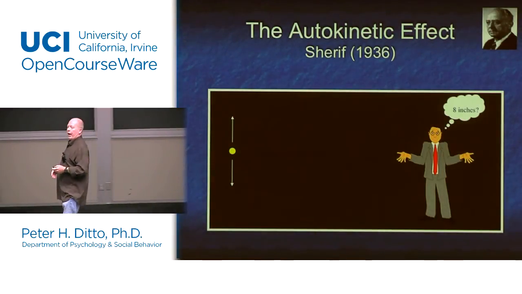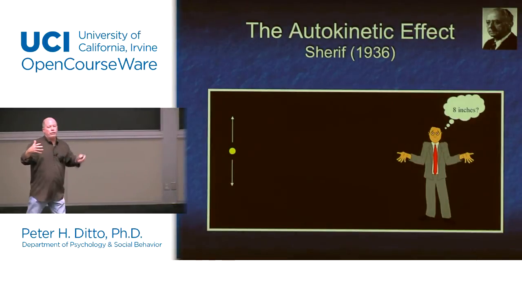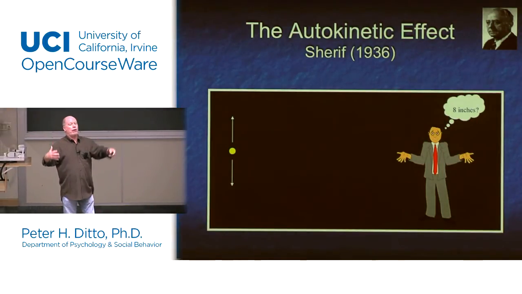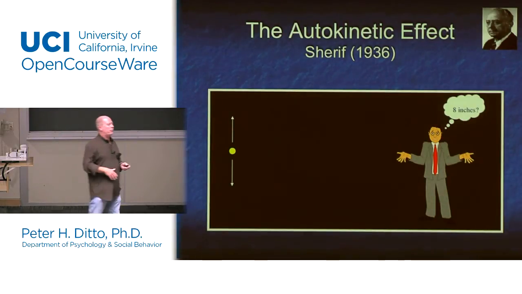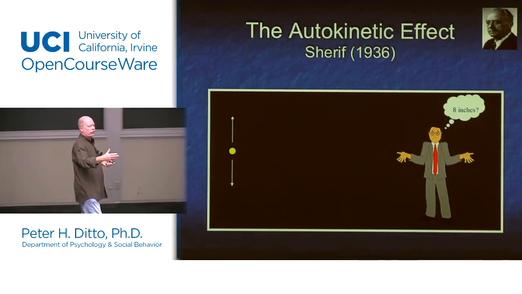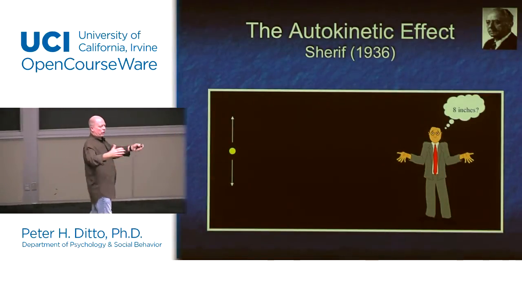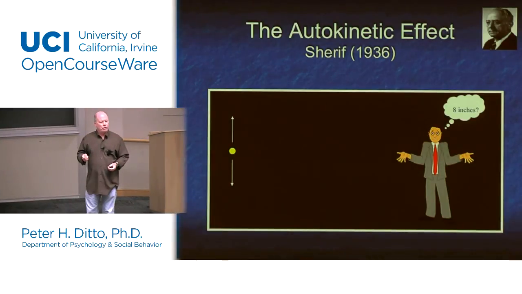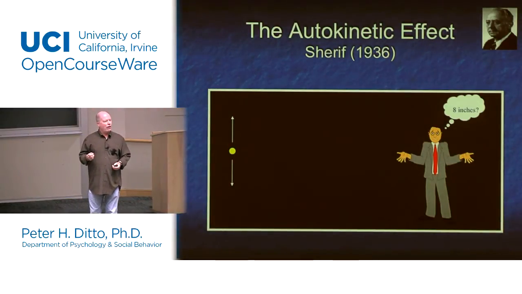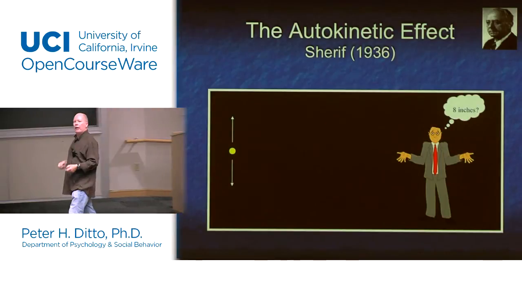And he would ask people that, and in the initial studies, he would ask people while they're alone. And if you put people alone in a room, you ask them, their estimates will vary all the way from an inch or two to a couple of feet. So there's a lot of variation. But what happens when you put people together in that situation, and they're asked to estimate the movement of light? And so that's what he did.